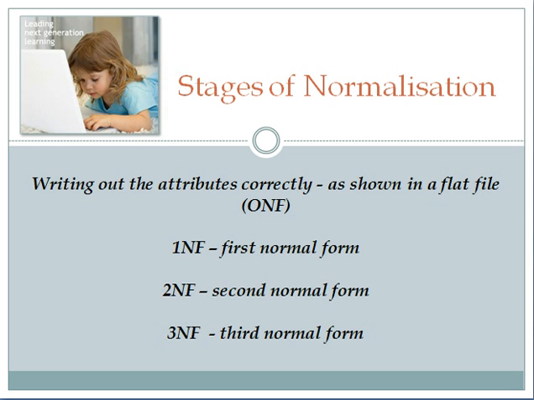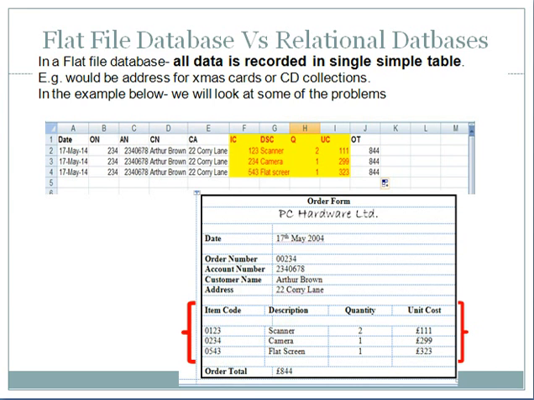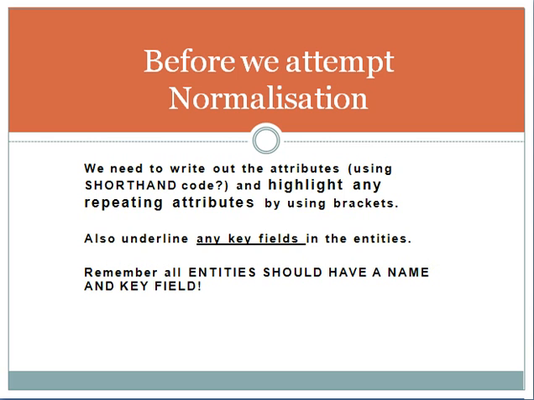Let's look at the skills firstly, about what we're going to have to do whenever we're doing this. Before we attempt normalization, we're going to have to write out all the fields or attributes using shorthand code. We're going to have to highlight any repeating attributes by placing brackets around them. If I go back to the very top slide here, you'll see that I've highlighted them here. These are the things that are causing the rest of the data to be repeated. These are the repeating fields or groups of attributes that we're looking to repeat. I've also highlighted them here. And we'll go back to it. We're going to have to highlight them by using brackets.